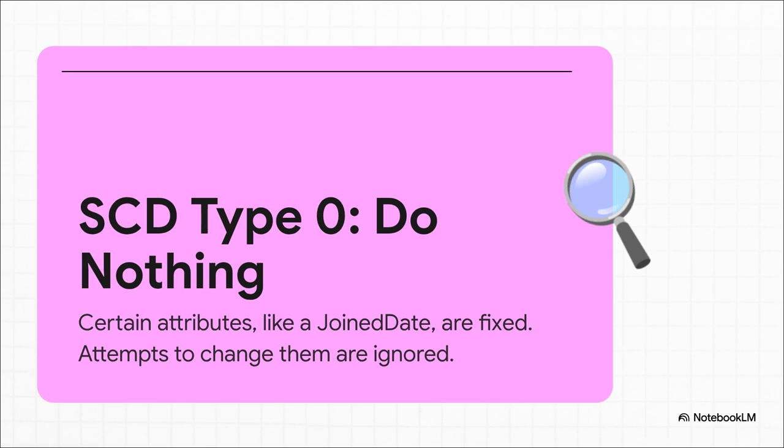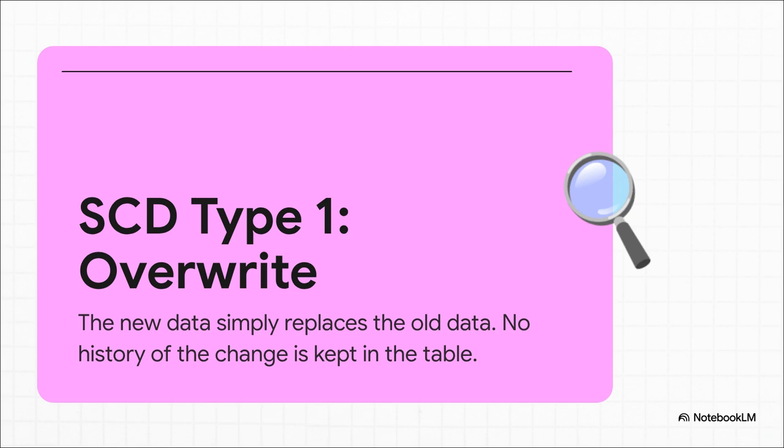First up, we've got type 0, which is the easiest of all of them. You just do nothing. Seriously, some data points are meant to be permanent. Think about a customer's joined date. That fact should never, ever change. So for these kinds of attributes, we just tell the system to ignore any updates. We're preserving that original historical truth. Next is type 1, and this one is super common. When a value changes, you just overwrite the old one with the new one. It's clean, it's simple, but it means the past is gone for good.